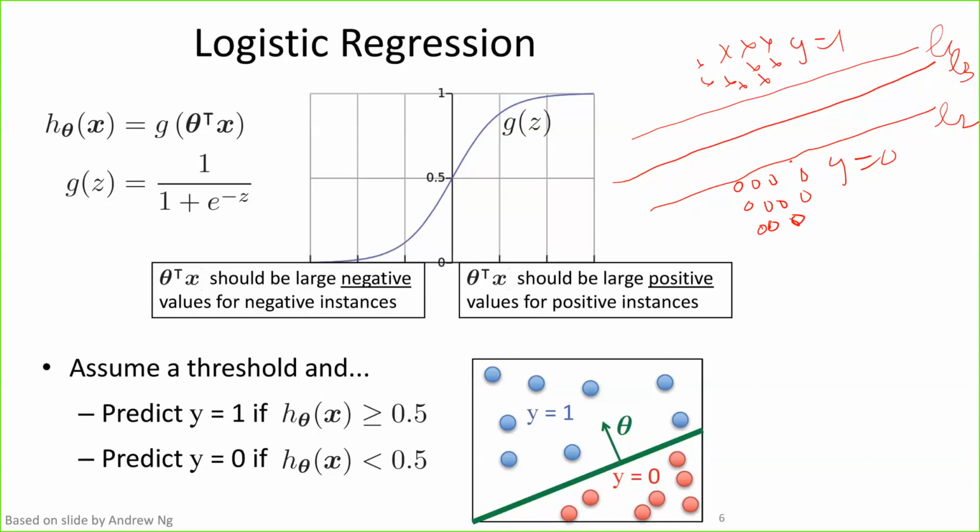But let me put another view of it. When you are learning a line, you want to learn a line in such a way that you are confident about the prediction of most of the instances, or do you want to be confident about the prediction of very few instances?